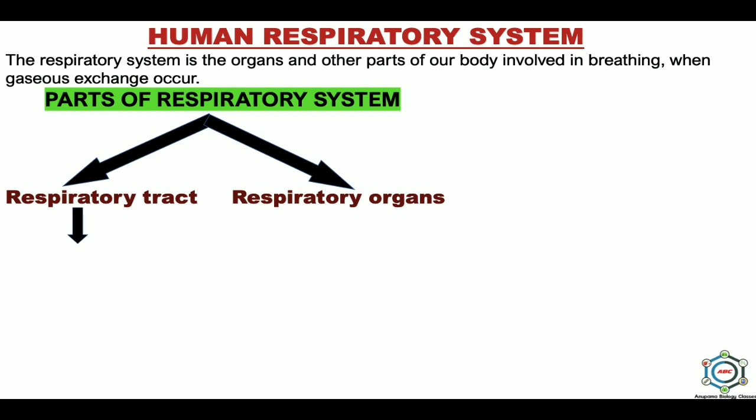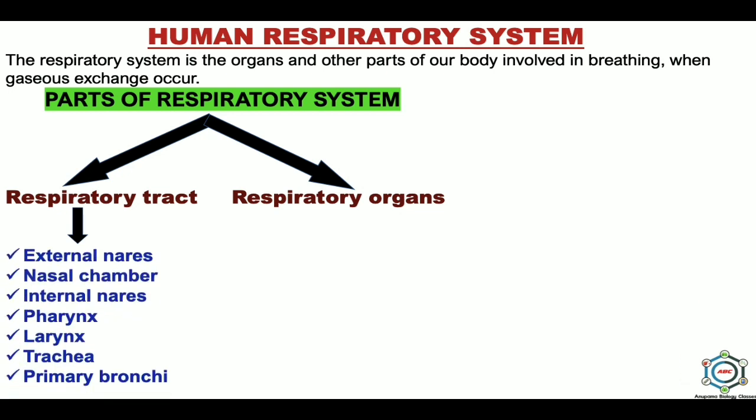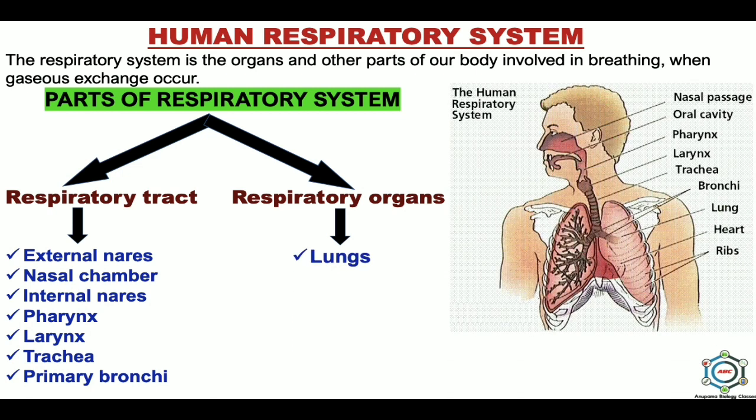The respiratory tract is a combination of different parts such as the external nares, nasal chamber, internal nares, pharynx, larynx, trachea and primary bronchi. While the respiratory organs are a pair of lungs. This is the complete human respiratory system, which starts from the nasal passage, then the oral cavity, pharynx, larynx, trachea, bronchi, lungs, heart and ribs.